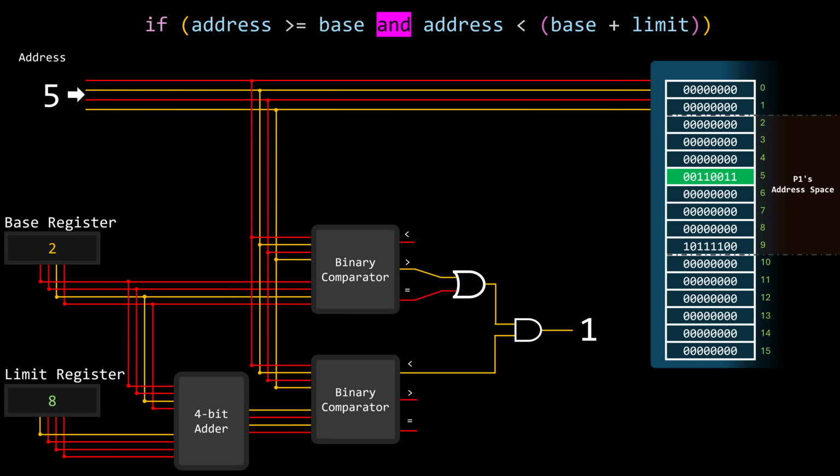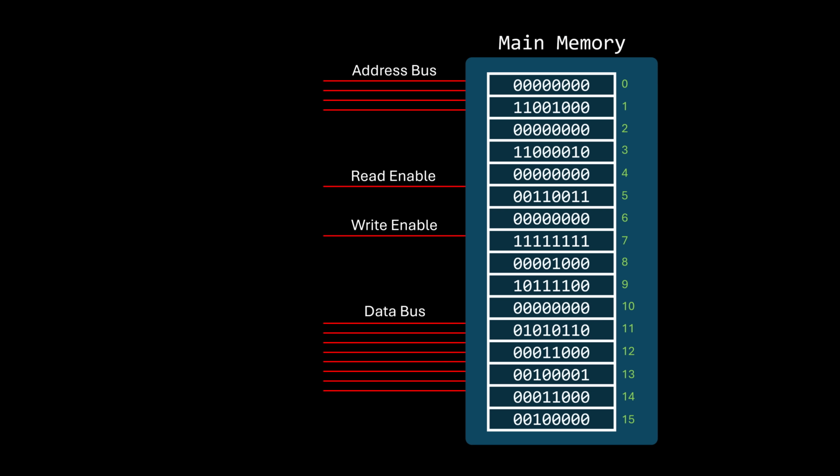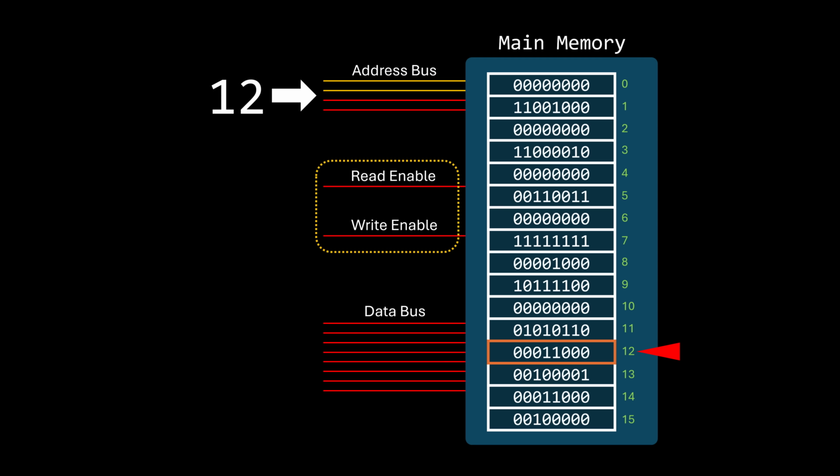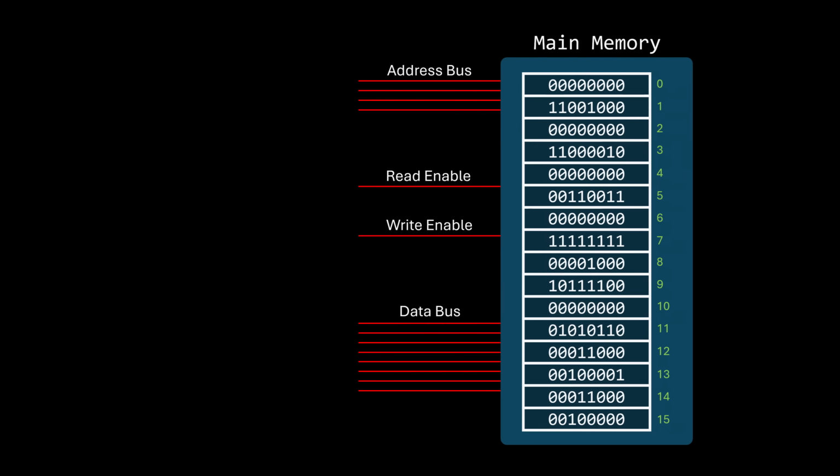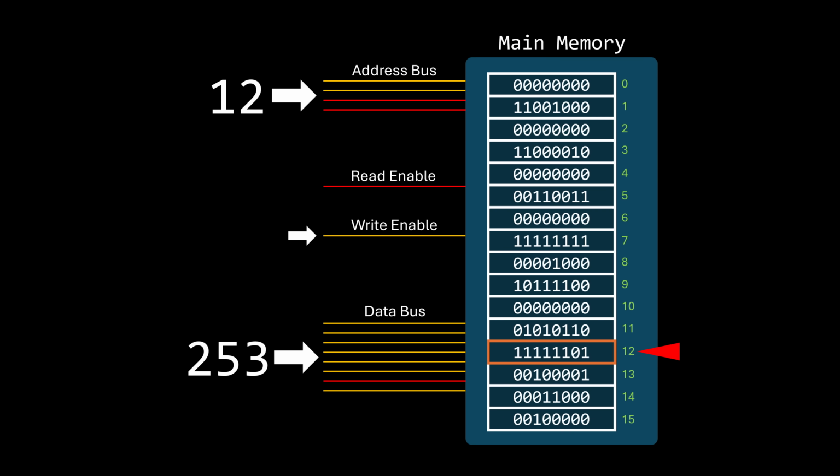But how can a single wire prevent illegal memory access? Let's quickly recall how memory works. Sending an address through the address bus doesn't trigger a memory operation on its own. To actually perform a memory operation, we must specify whether we want to read from or write to that address. This is done by activating either the read-enable or write-enable signal. When read-enable is active, memory places the contents of the address onto the data bus. When write-enable is active, memory overwrites the contents at the specified address using the data provided on the data bus.